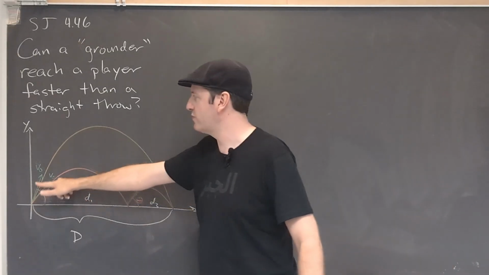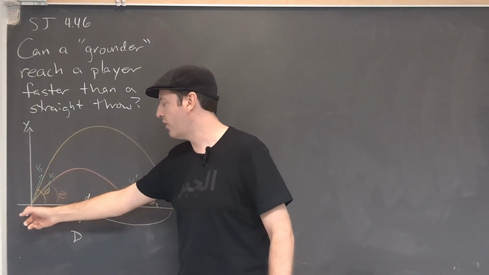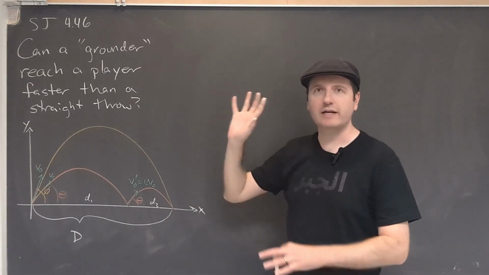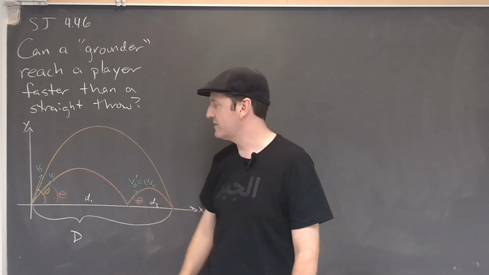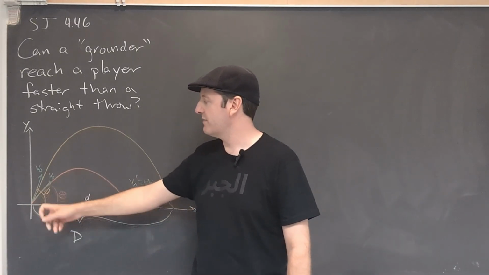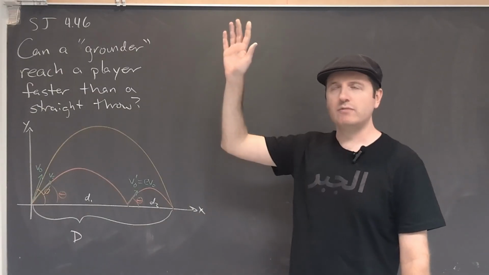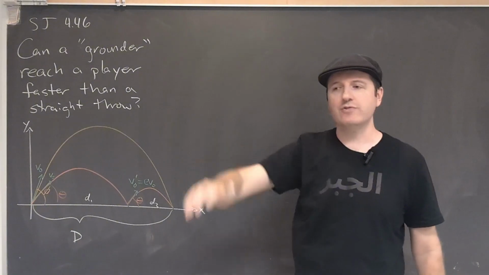So this orange path here would be the direct path that takes you from where you are to wherever the player is that's trying to catch the ball. And then let's say that's some distance D away. And let's say that we're launching that at some angle phi, which will be a little high. Maybe it's 45 because you're trying to reach maximal range or something like that.